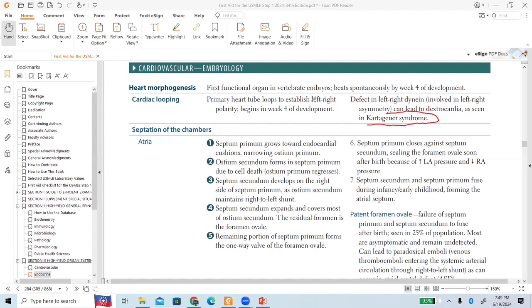Okay, so they will give you the vignette, and they give you the option situs inversus. Can anybody tell me what is situs inversus? Situs inversus.